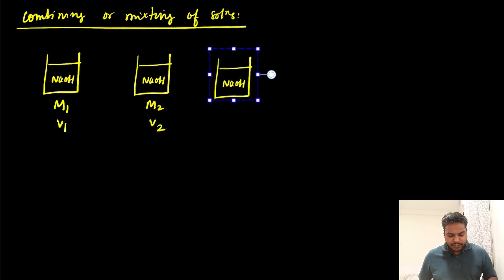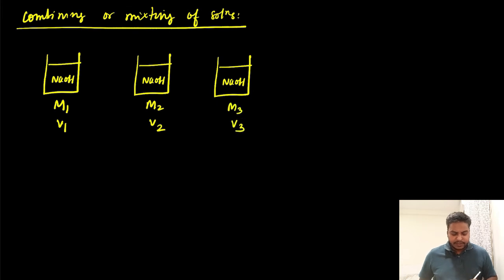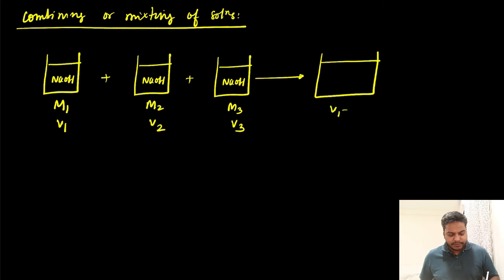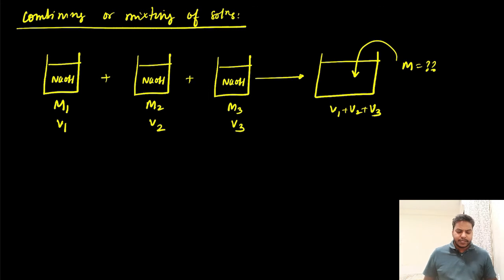In a similar way, if you have molarity M3 and volume V3 for three different solutions, but all of them are NaOH solutions only, on adding them we will get the final volume, which will be V1 plus V2 plus V3. So in fact, our objective is to calculate the molarity in this new solution. Now this time I can't say that initial moles are the same as final moles, because it is not dilution, it is a mixing of similar solutions of various concentrations.